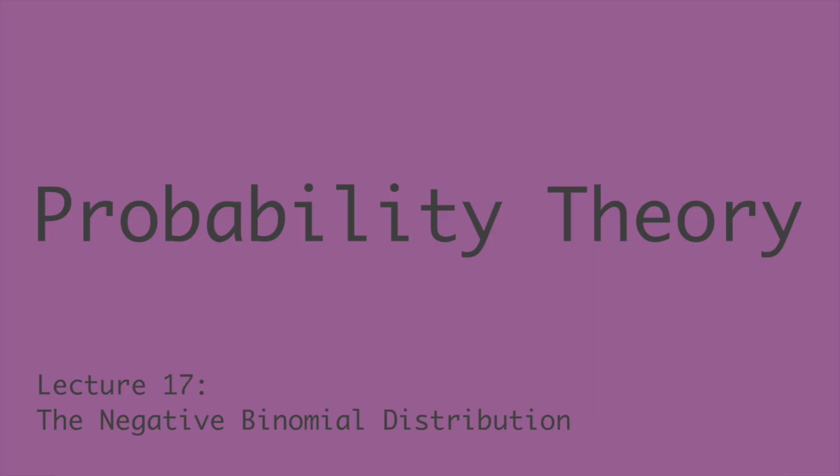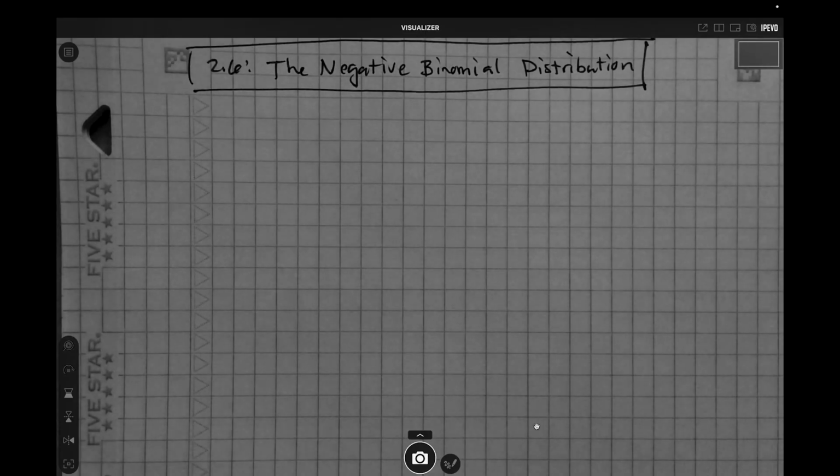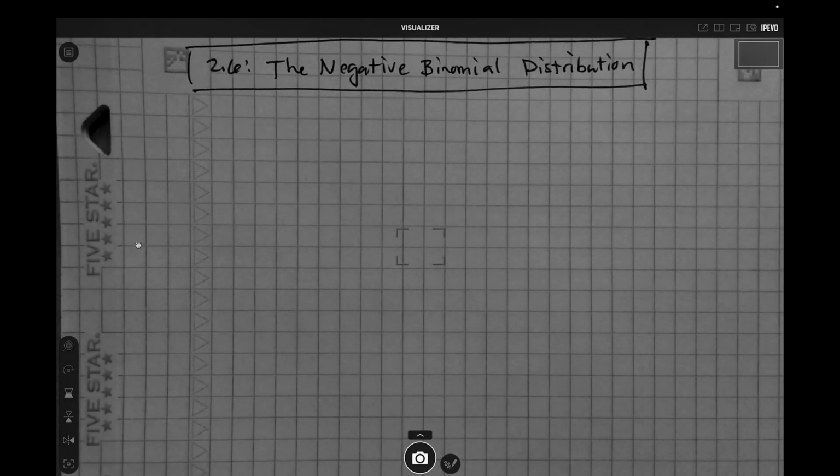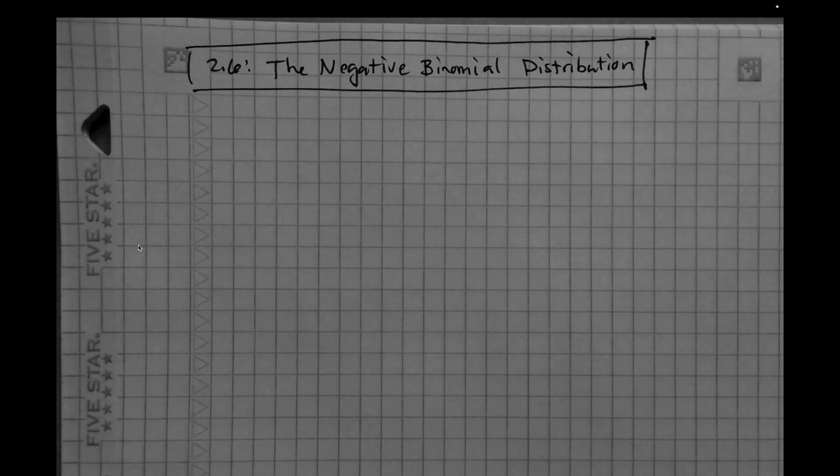And in this section, we're going to discuss a distribution that is frequently overlooked in a typical undergraduate probability theory course, but one that I think is worth looking at and just takes a minute also. And that's the negative binomial distribution. So let's go ahead and jump into it. We'll call this section 2.6, the negative binomial distribution.